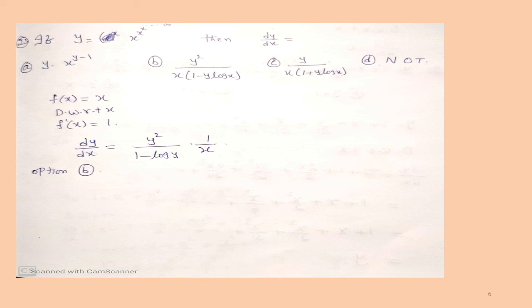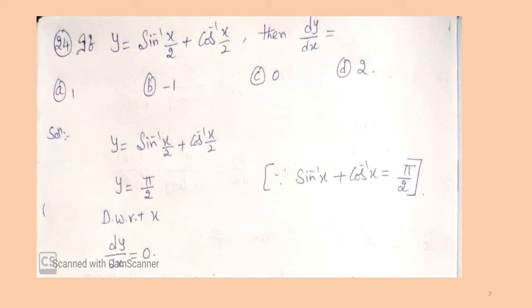Now we go for the problem: if y equals x power x power x power etc. to infinity, then dy by dx equals, options are there. Now f of x equals x, differentiating with respect to x, f dash x will be 1. So now substituting in the result, dy by dx equals y square by 1 minus log y into 1 by x. So here we don't have any option, so the option will be D.